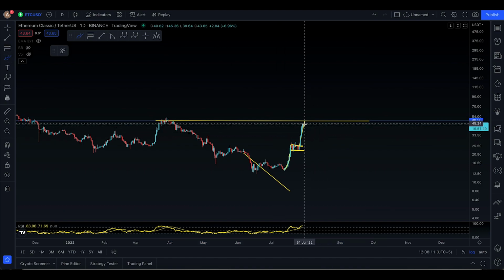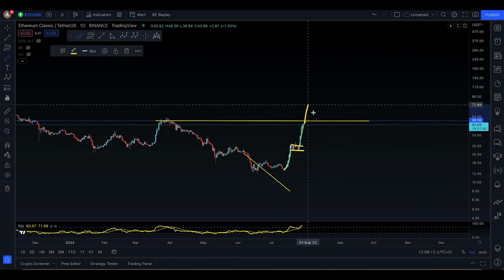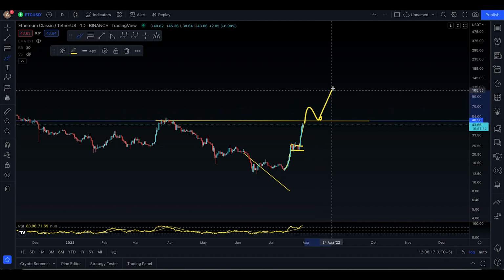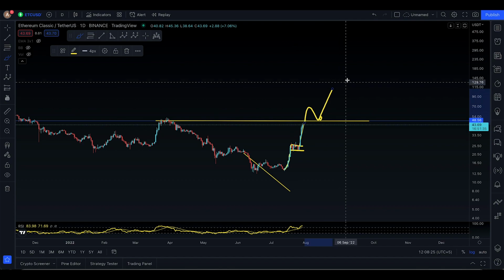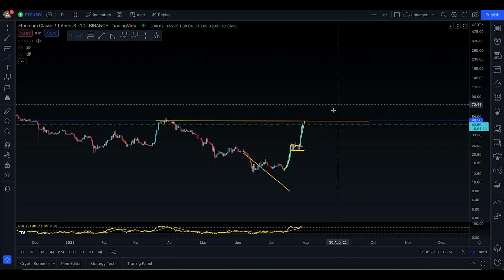So here, what you want to see is a break to the upside, come down for the retest, backtest this retest, and then move higher. You understand that? That's exactly what I'm trying to show here. So you want to go up, come down for the retest, and then you want to move higher.